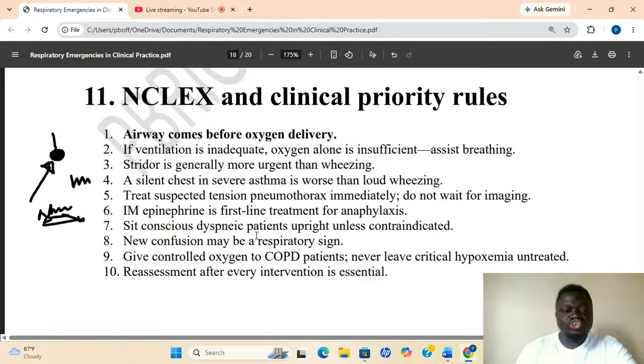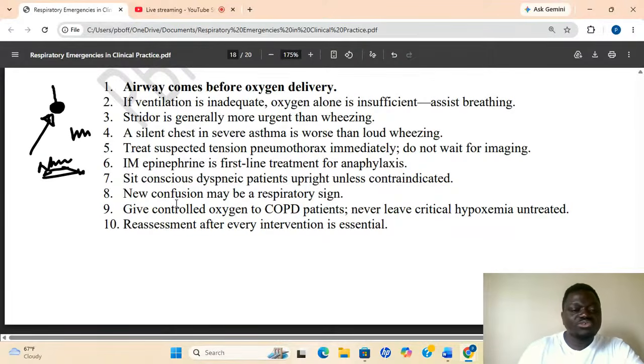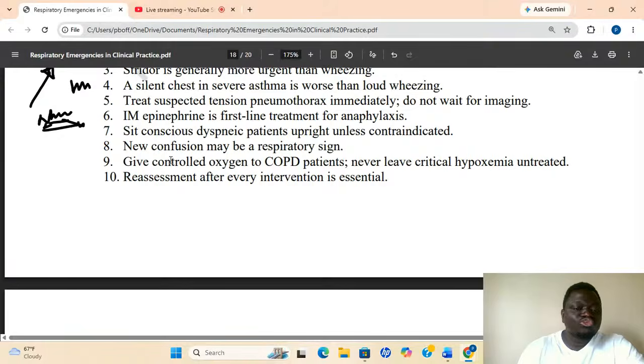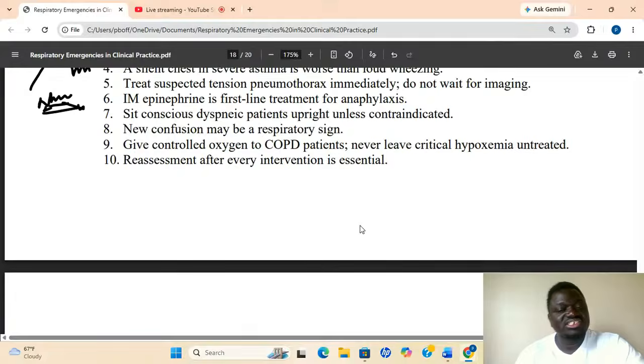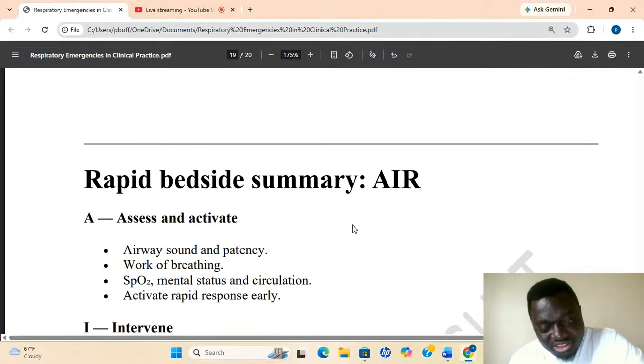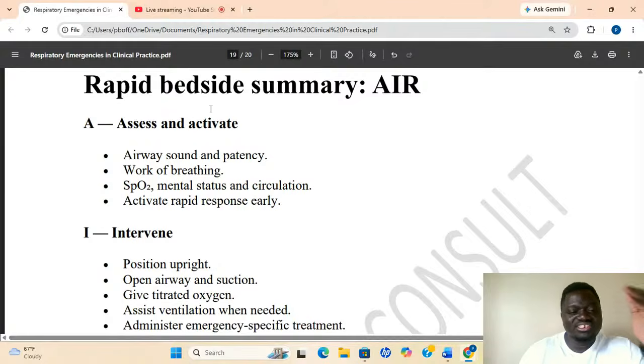Okay, so sit conscious dyspneic patient upright unless contraindicated. A new confusion may be a respiratory sign. Give controlled oxygen to COPD. You know the physiology now. And reassess after every intervention is essential. So your ABCD, please, everything we have done, this is the summary.